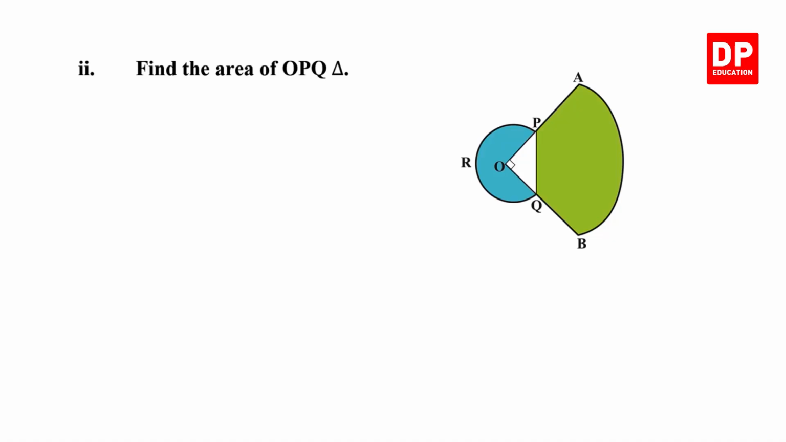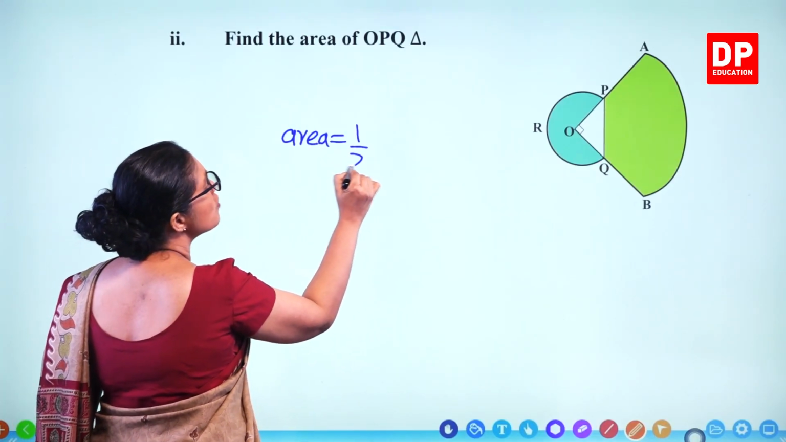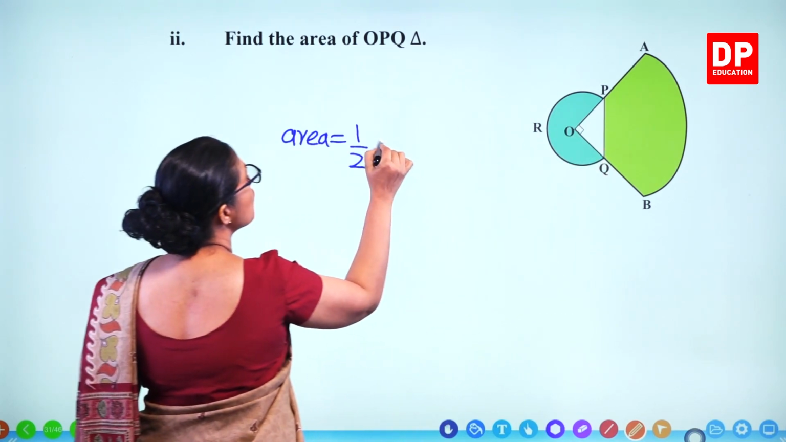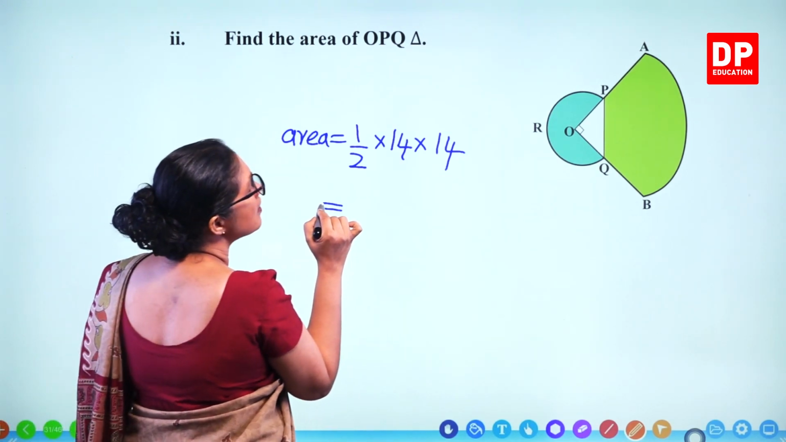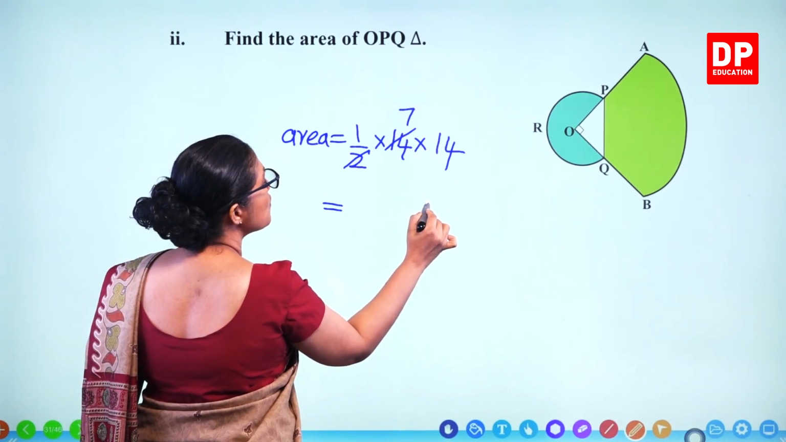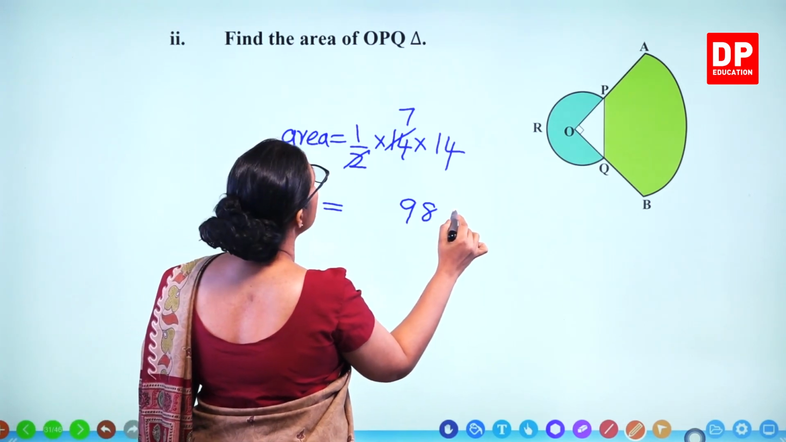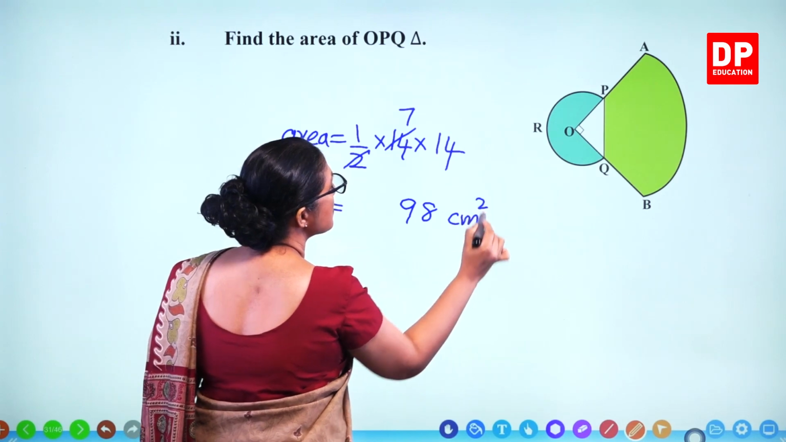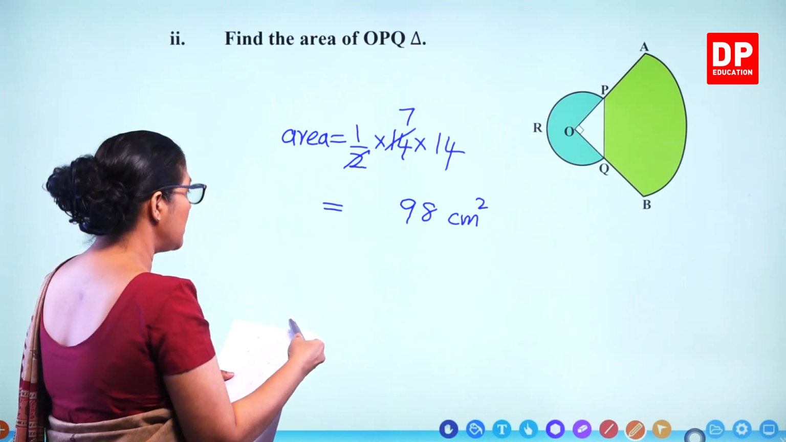Find the area of OPQ. How do you find OPQ? That's a right angle triangle, so area becomes half into this is 14, this is 14. So half times 14 times 14 is the area of the triangle OPQ. 7 times 14: 7 times 4 is 28, 7 times 1 is 7 plus 2, 9. 98 square centimeters. So let's see how many marks for that. 2 marks.